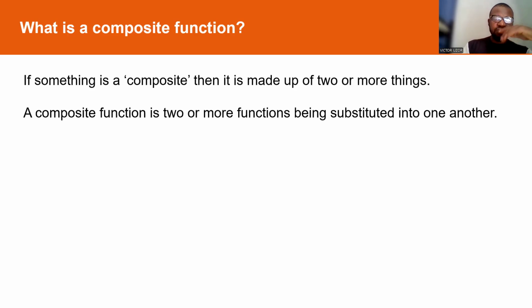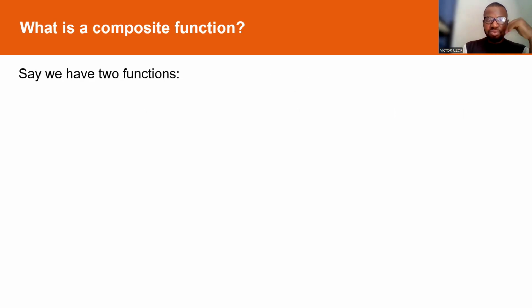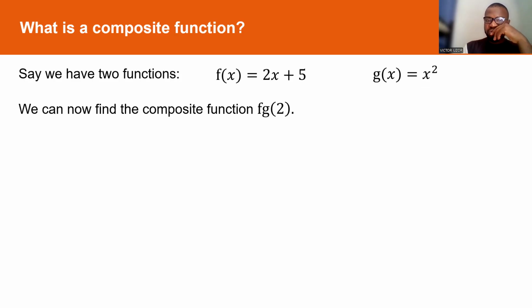That being said, if something is composite, then it's made of two or more things. That is what I just explained to you earlier. The composite function is two or more functions being substituted into one another. So we say that f of x equals 2x plus 5 is a function, and another function g of x equals x squared. So you can put the two of them together. Remember, I've told you that f of x or g of x represents the y value because it's an output. So if both of them are y values, I can substitute both of them together.